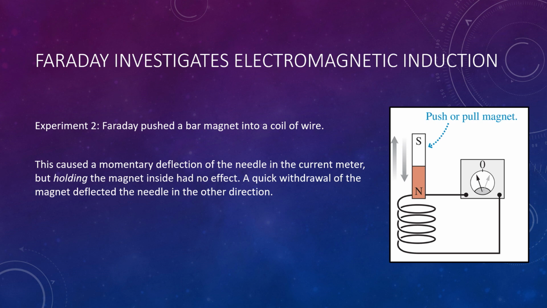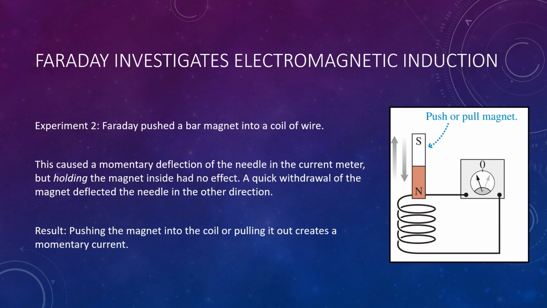And what he found was that there was, again, a momentary deflection of your ammeter while the magnet was being moved. But if you held the magnet in place, there was no effect. In other words, once the motion stopped, there was no current. If you then took that magnet and reversed it and pulled it out, you would see again a deflection of the needle, but in the opposite direction. So we are again seeing some hint of this idea that a changing magnetic field can give you a current. So the result of this experiment is that pushing a magnet into or out of the coil will produce a momentary current.